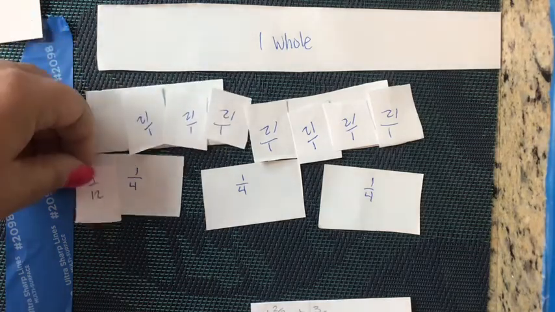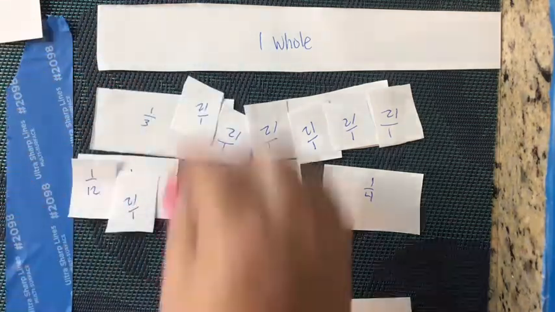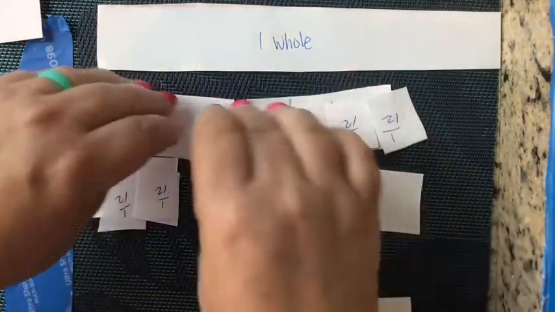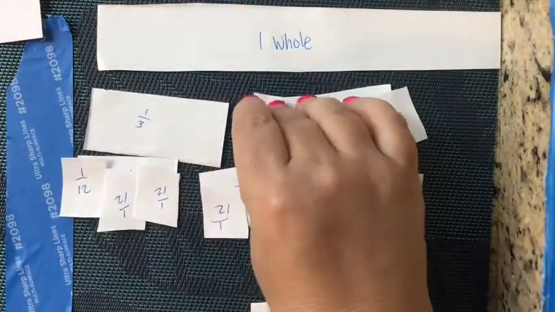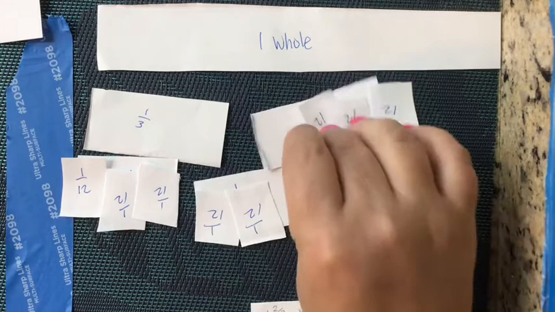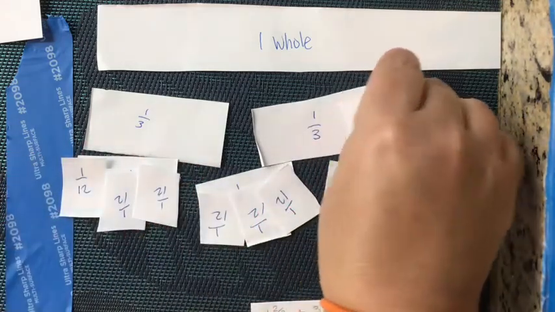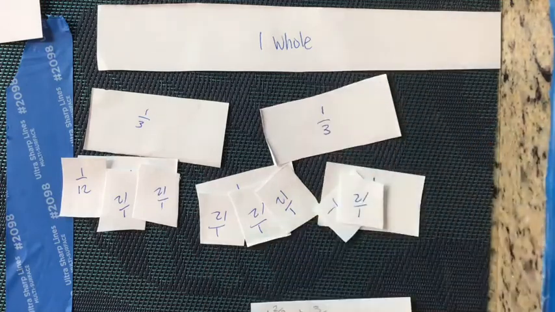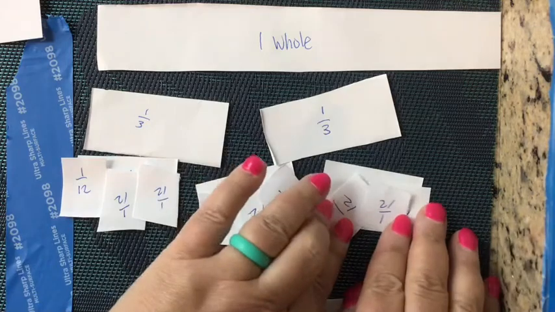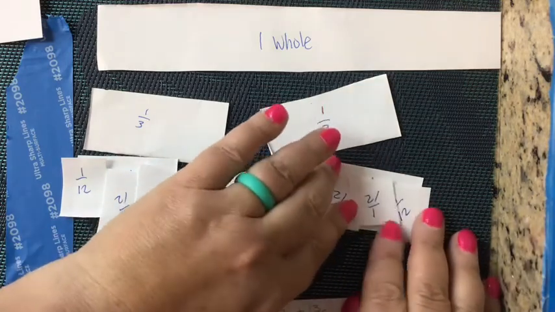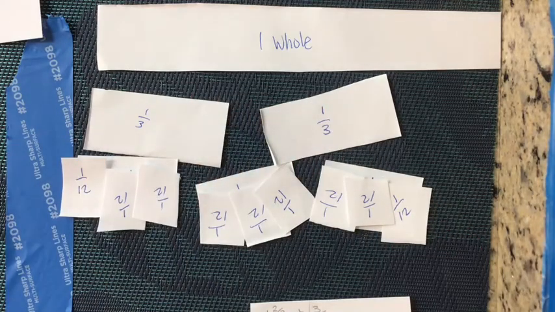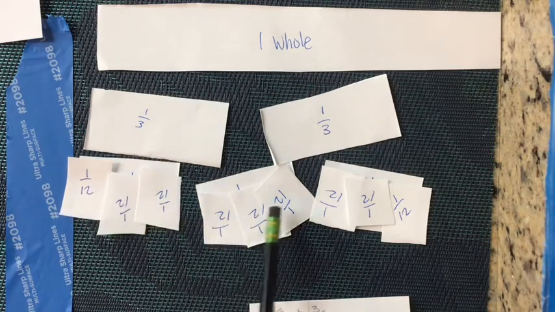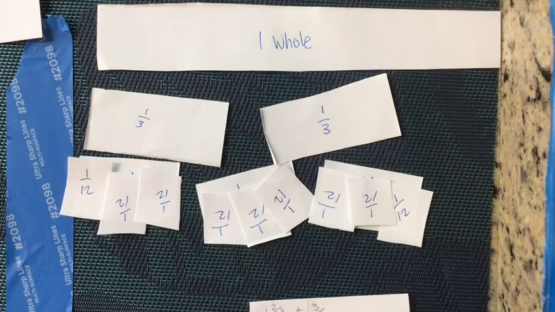So we have 1 and 2, 3/12 here, 3/12 over here, and then 3/12 here. All right, now we need 1 more. Alrighty. So now we can see that 3/4 is going to be the same as 1, 2, 3, 4, 5, 6, 7, 8, 9/12.